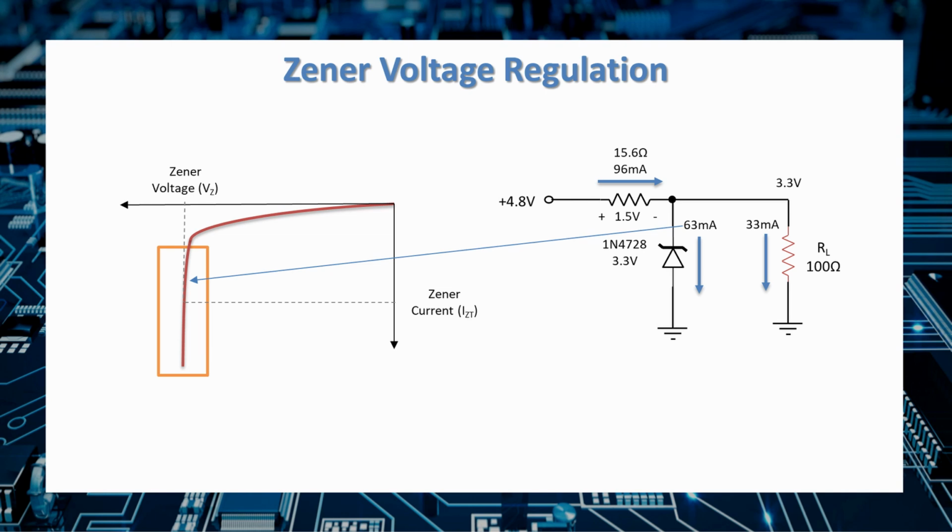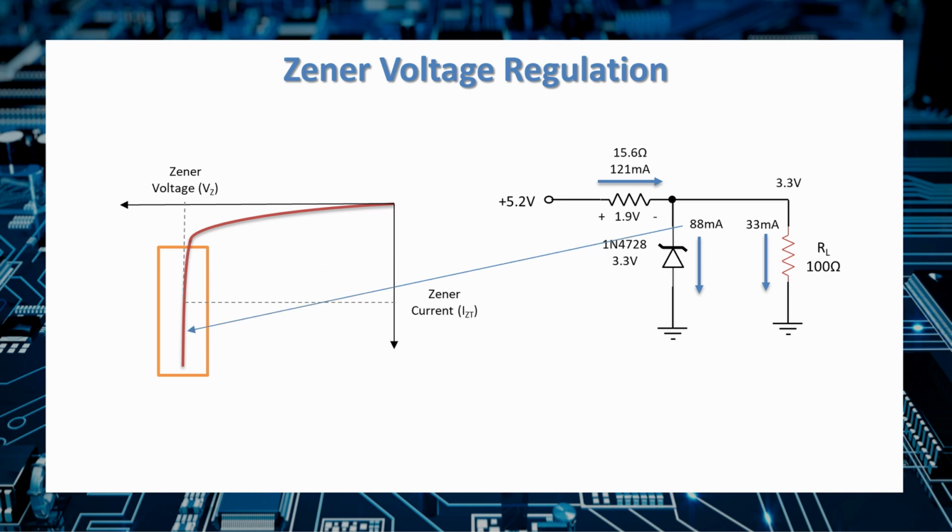So let's look at how this works as a regulator. Let's say the voltage at the input dropped to 4.8 volts. That means that we now have a 1.5 volt drop across the resistor and that the current through the resistor would only be 96 milliamps. Since 33 milliamps goes to our load, 63 milliamps goes through the Zener diode. And you can see that we've moved up on the Zener curve, but not enough to take us outside of the Zener region. So the voltage should still hold at 3.3 volts.